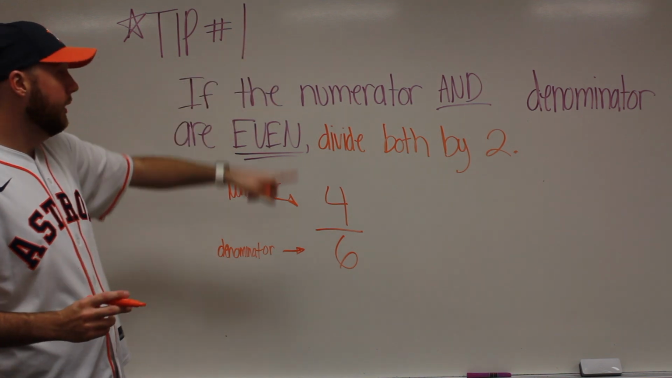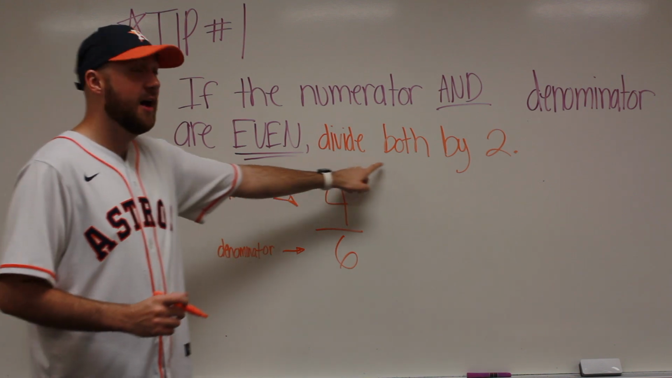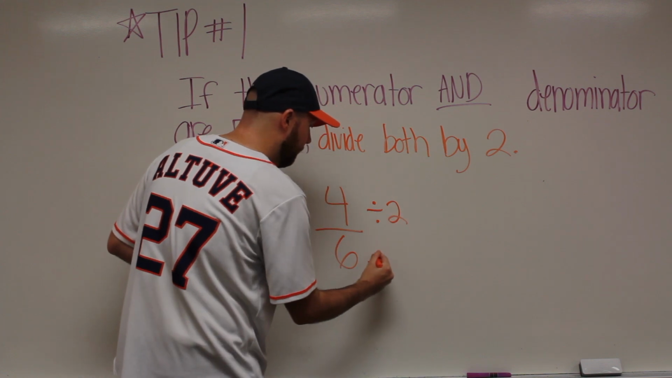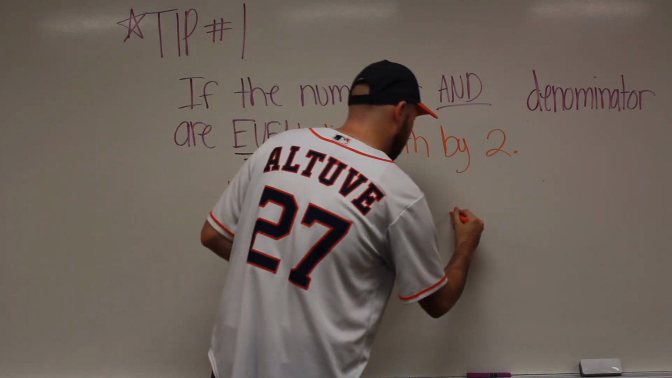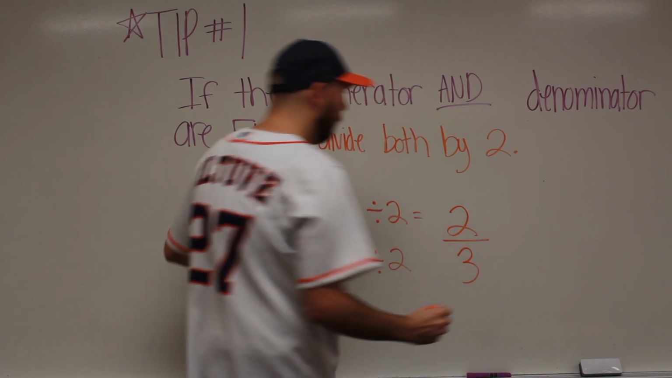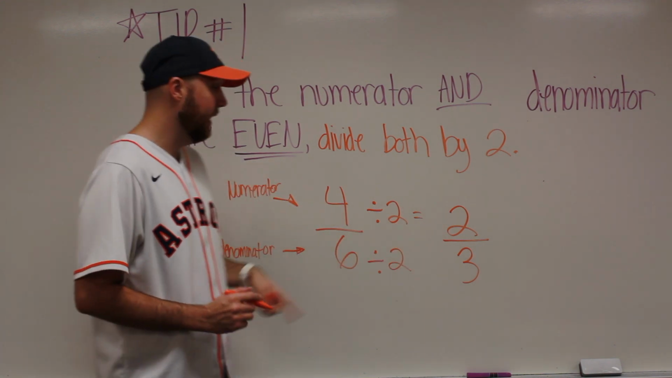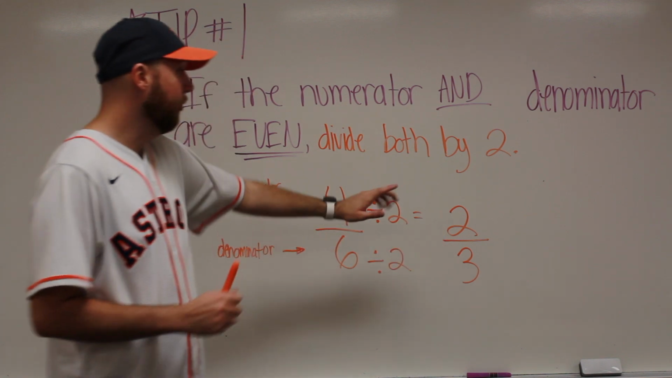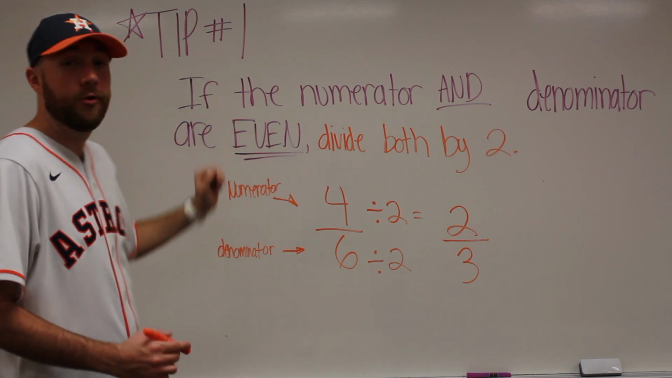But following tip 1, I see 4 and 6 are both even. So what does my rule say? Divide both of them by 2. So I'm going to divide 4 by 2, and I'm going to divide 6 by 2. 4 divided by 2 is 2, and 6 divided by 2 is 3. So a simpler version of 4/6 is 2/3. This is the simplest version of 4/6. Both numbers are not even, right? 3 is odd, so I know that this tip cannot go further from here.